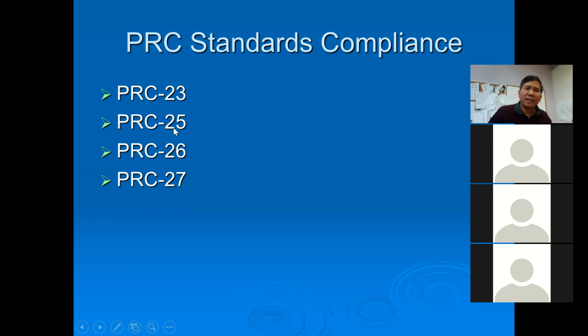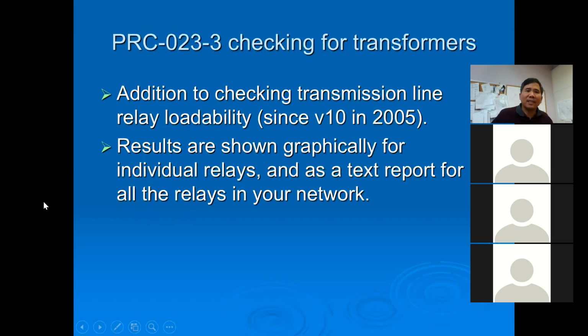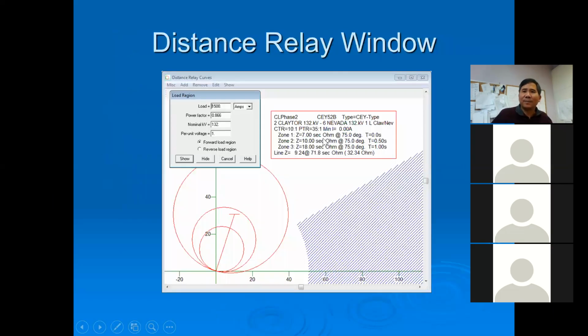PRC 25 is the one that specifies that your generator has to be maintained to keep running, to ride through certain fault conditions, and there's a very sophisticated calculation. Actually, I do have some pictures here. So I show.